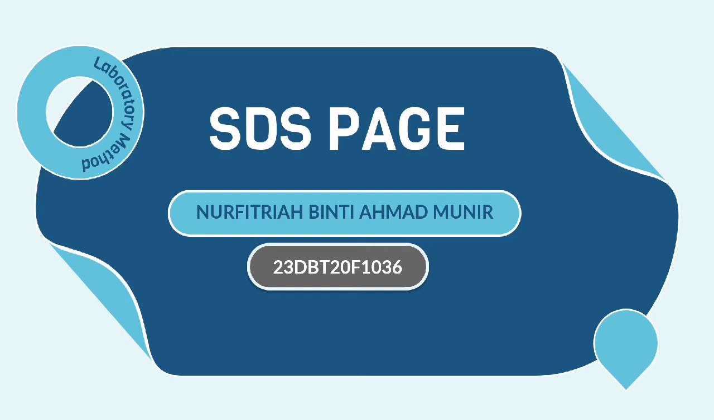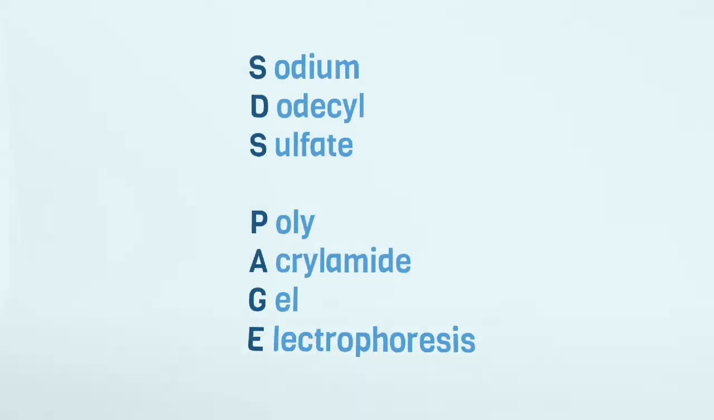My matrix number is 23DBT20F1036. Before I start the simulation, I want to explain about the theory or background about SDS-PAGE. SDS-PAGE stands for sodium dodecyl sulfate polyacrylamide gel electrophoresis. What is SDS-PAGE? SDS-PAGE is a method of separating proteins based on their molecular mass. Polyacrylamide gel is used as the gel matrix for separation.